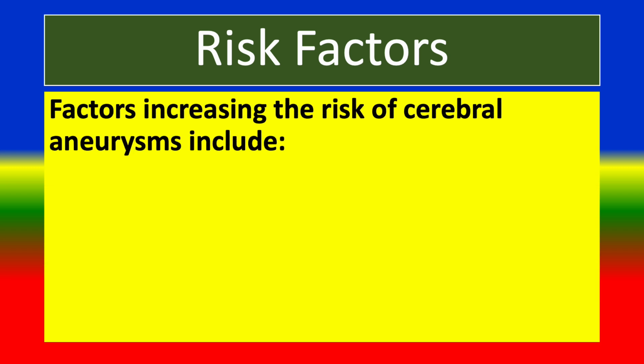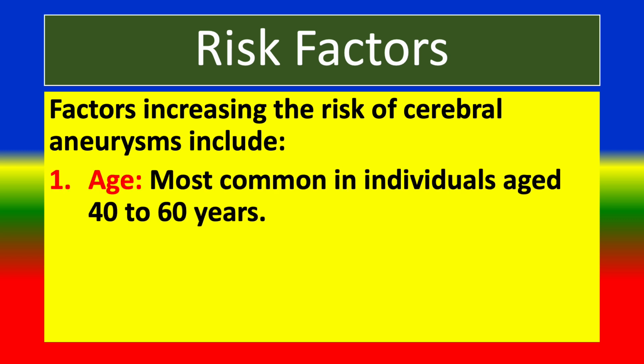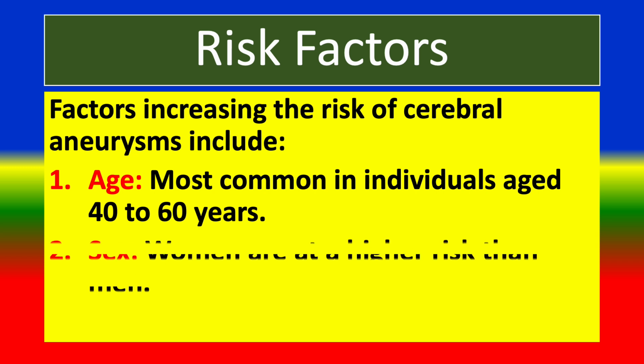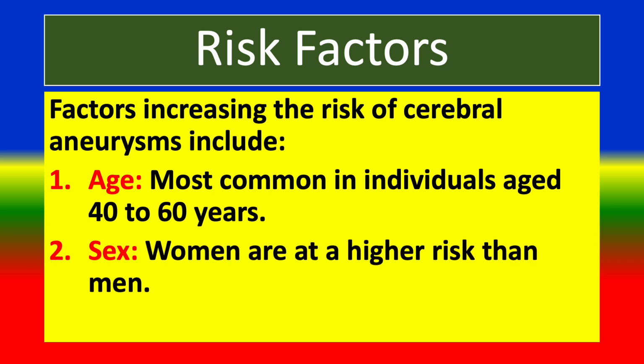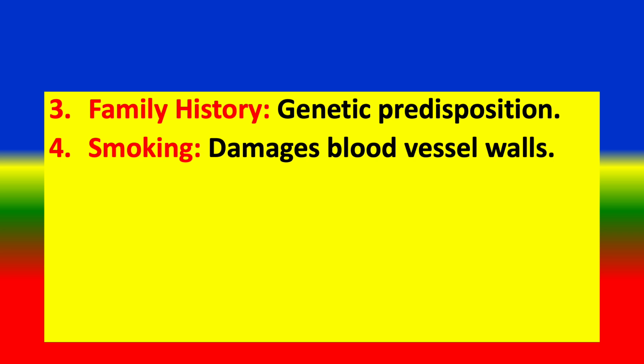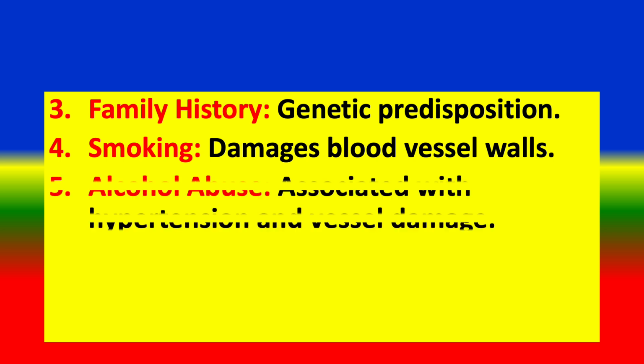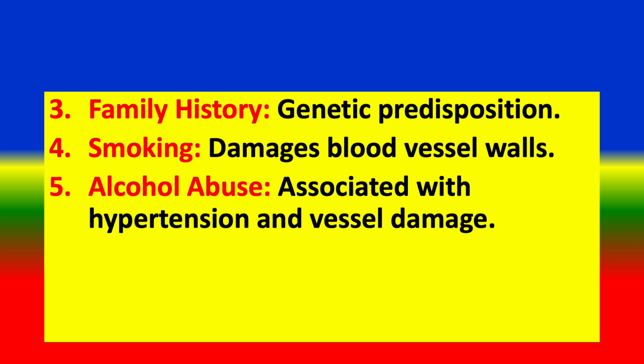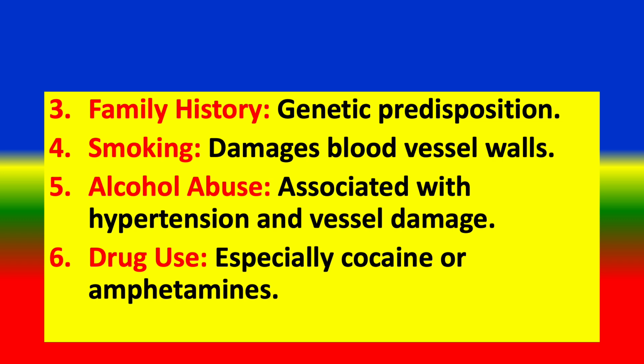Risk factors. Factors increasing the risk of cerebral aneurysm include 1. Age, most common in individuals aged 40 to 60 years. 2. Sex, women are at a higher risk than men. 3. Family history, genetic predisposition. 4. Smoking, damages blood vessel walls. 5. Alcohol abuse, associated with hypertension and vessel damage. 6. Drug use, especially cocaine or amphetamines.